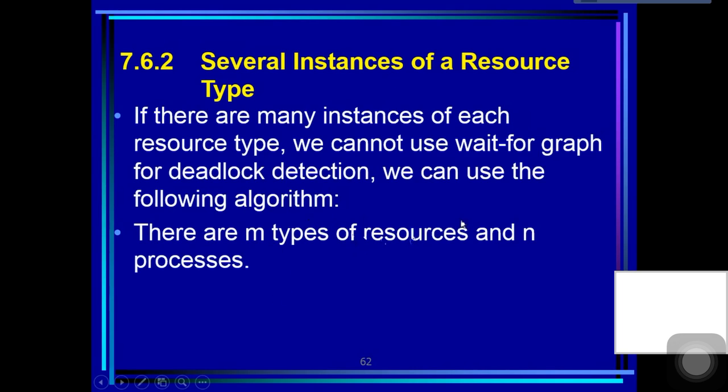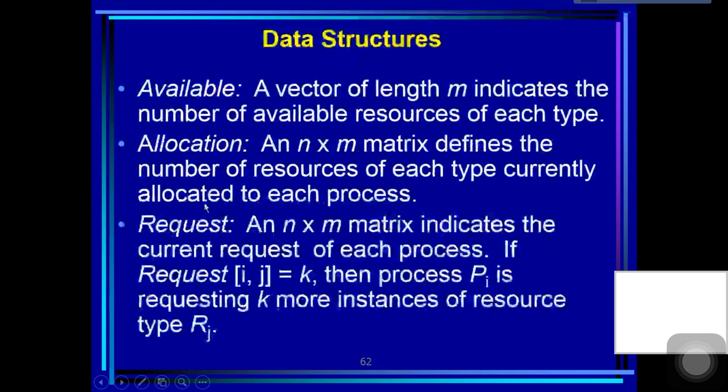There are m types of resources and n processes in the system, and the data structures are as follows. This algorithm is similar to Banker's algorithm, but it is not Banker's algorithm. First, we have an Available vector of length m, which indicates the number of available resources of each type. And we also have an Allocation matrix, an n times m matrix that defines the number of resources of each type currently allocated to each process. And we have a Request matrix, which indicates the current request of each process. If Request[i][j] equals k, it means that process Pi is requesting k more instances of resource type Rj.